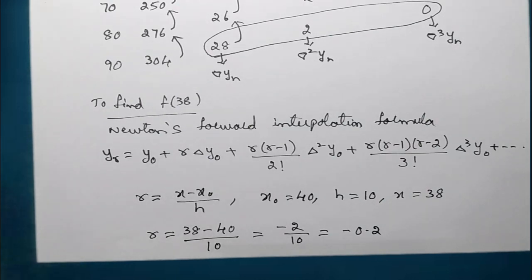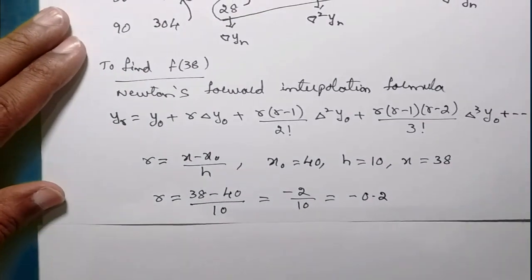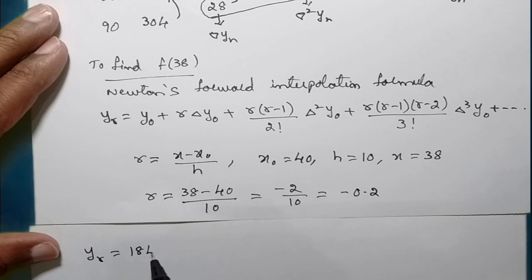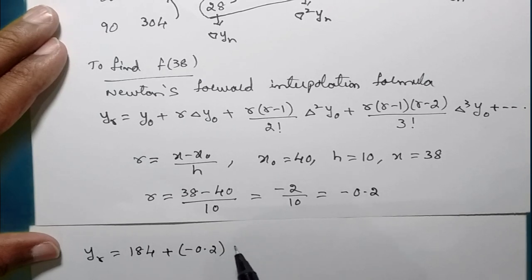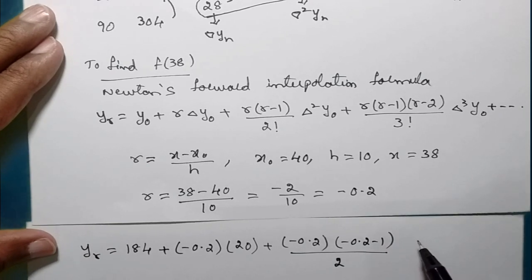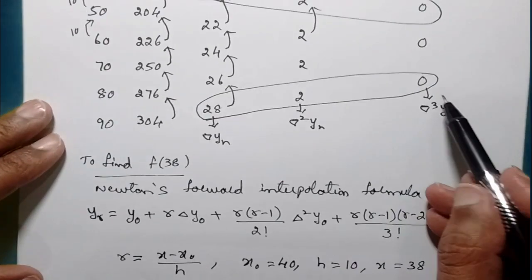So let us plug these values back into the formula. You get yr equal to y naught, whose value is 184, you can check the table, plus r value minus 0.2 into del y naught. From the table you can observe its value is 20. Plus r value minus 0.2 into minus 0.2 minus 1 divided by 2 factorial, which will be 2, del square y naught, which will be how much? 2. Here del cube y naught is 0 from the table.